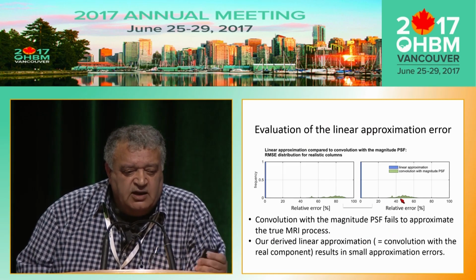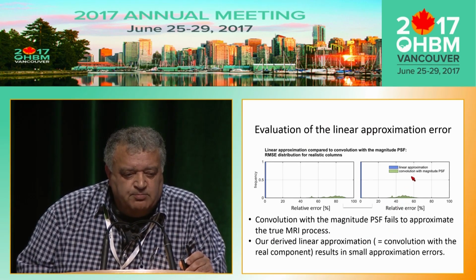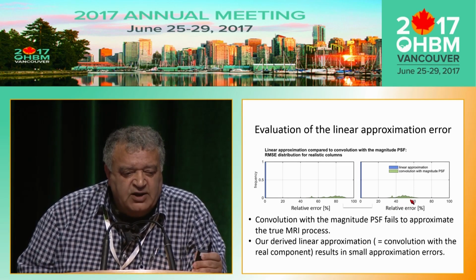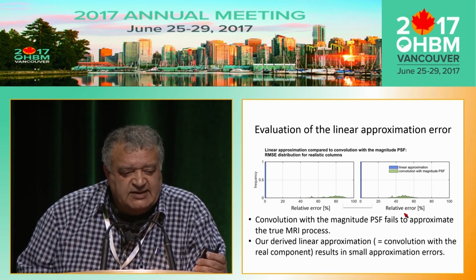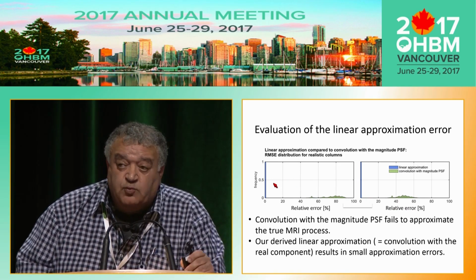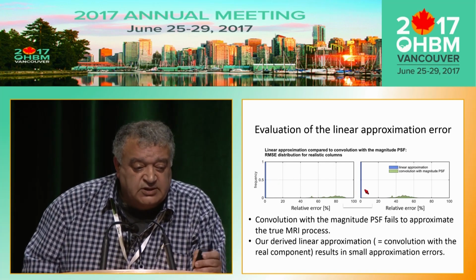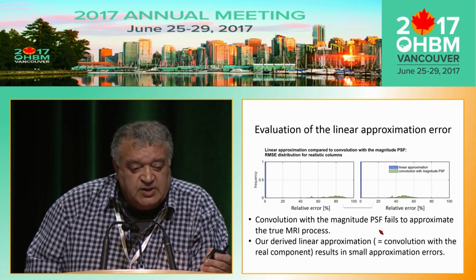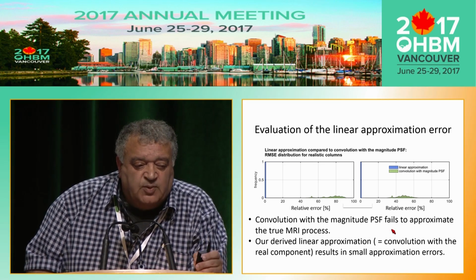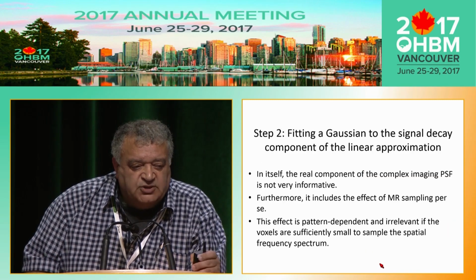Here we demonstrate the relative errors that we obtained with the magnitude point spread function. These are the green errors. We see a relative error of about 50% for spin echo and 80% for gradient echo. However, with our linear approximation, we get errors that are close to 0. So convolution with the magnitude point spread function fails to approximate the true MRI process. Our derived linear approximation results in small approximation errors.